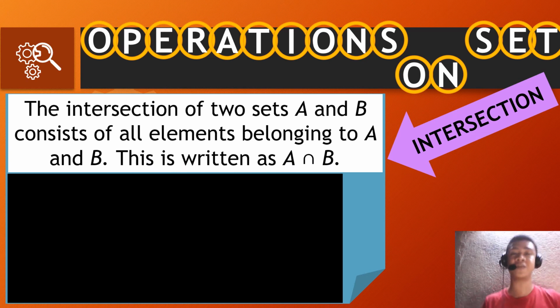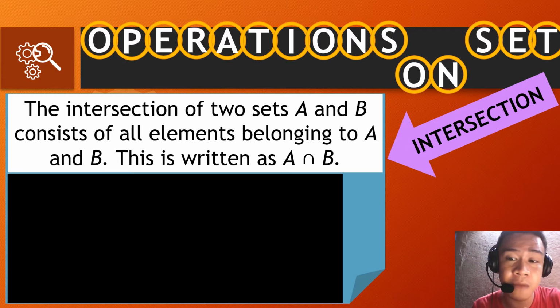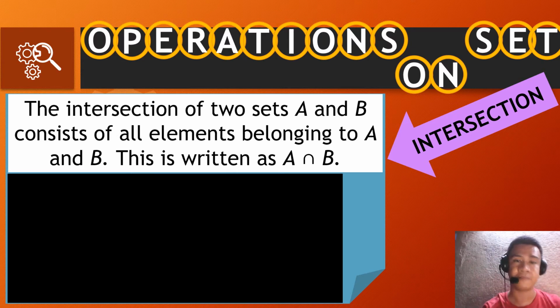The intersection of two sets A and B consists of all elements belonging to A and B. This is written as A, the reversed symbol for union, and B. Or we can read this as A intersect B. Okay. So the intersection of two sets A and B consists of all elements belonging to A and B. And that is written in dot notation form.